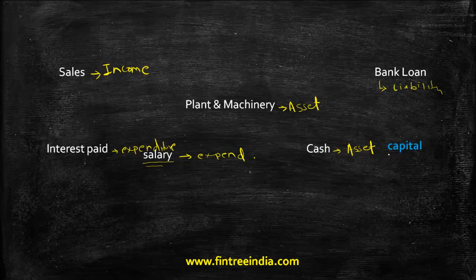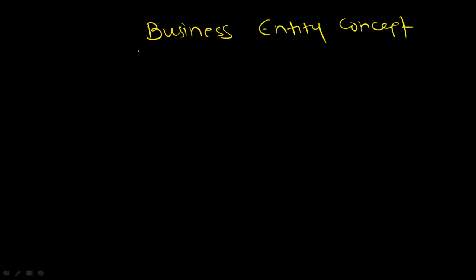Now this is important. It says capital. The meaning of capital is the amount of money that owners of the business have contributed towards the business. Now, what is capital? Is it an asset or a liability or an expense or income? To understand this, we need to understand a background concept in accounting, and that concept is called the business entity concept.